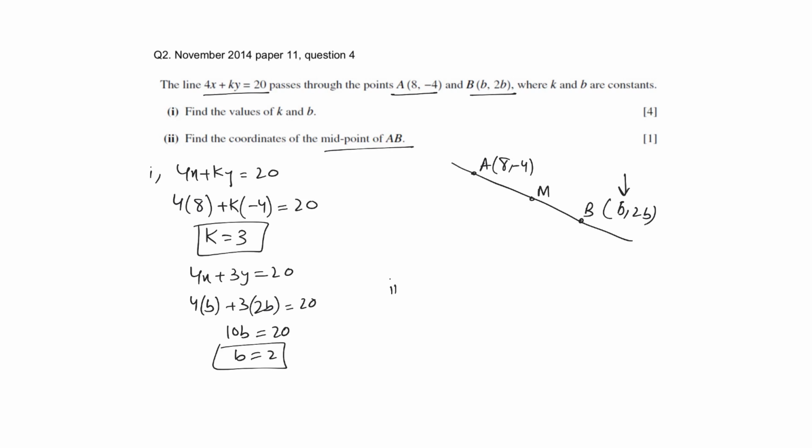So the midpoint would be simply calculated by taking the average of the x coordinates and the average of the y coordinates. And from the previous part we know that b is 2.